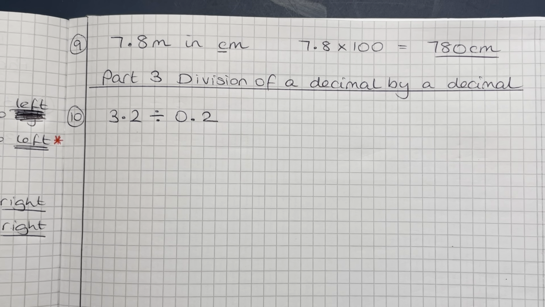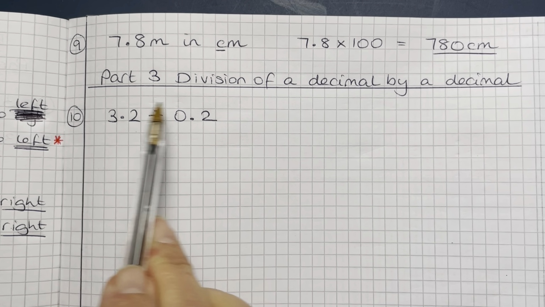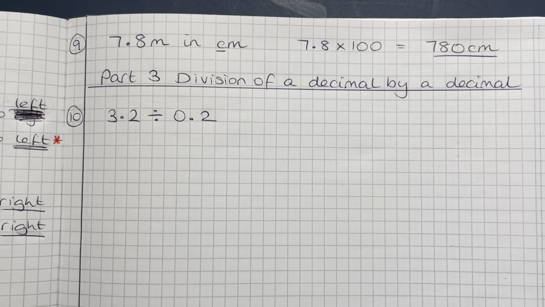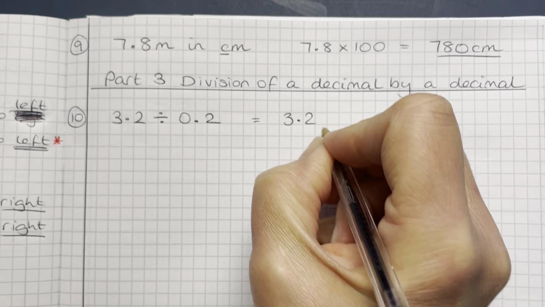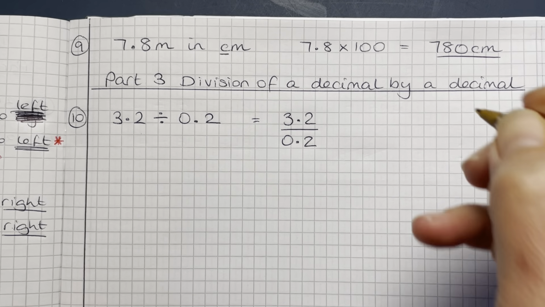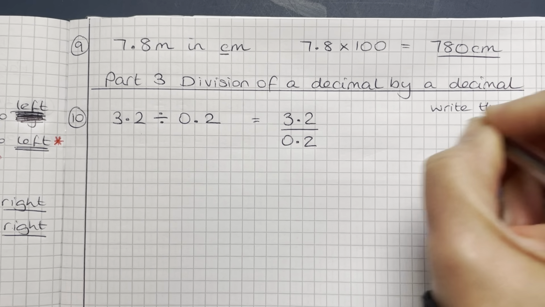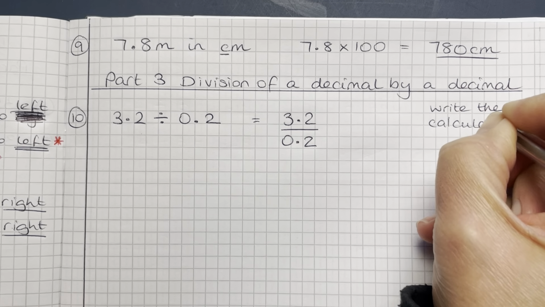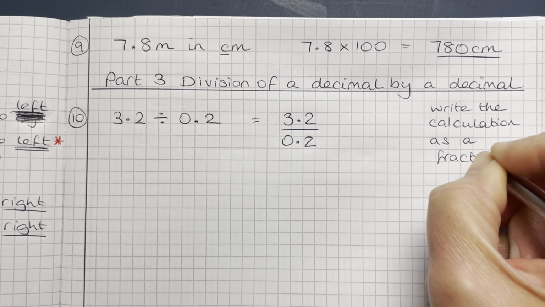look a little bit scary. But if we remember what we talked about back in part 1, when we converted it, or a similar question, we wrote it as a fraction. Okay, so I'm going to rewrite it as 3.2 divided by 0.2. Okay, so let's put that in a learning bubble. Write the calculation as a fraction.